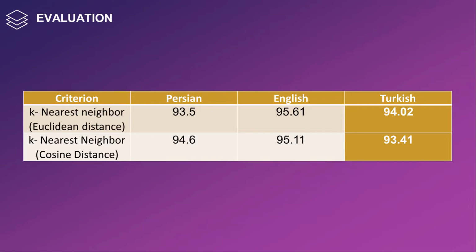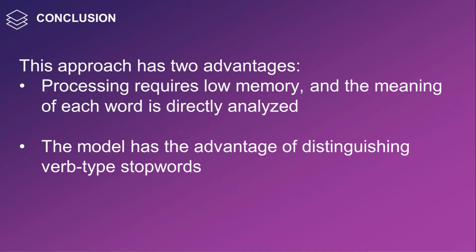This table shows that the model is very efficient in identifying stopwords, as it considers semantic similarity instead of following traditional methods that commonly use backup words. The two advantages of this approach are that it uses little memory and it analyzes each word directly. In addition, the model provides a way to identify verbal stopwords.